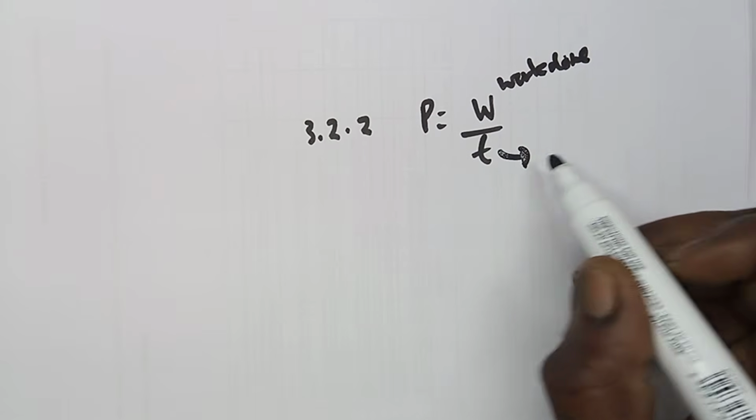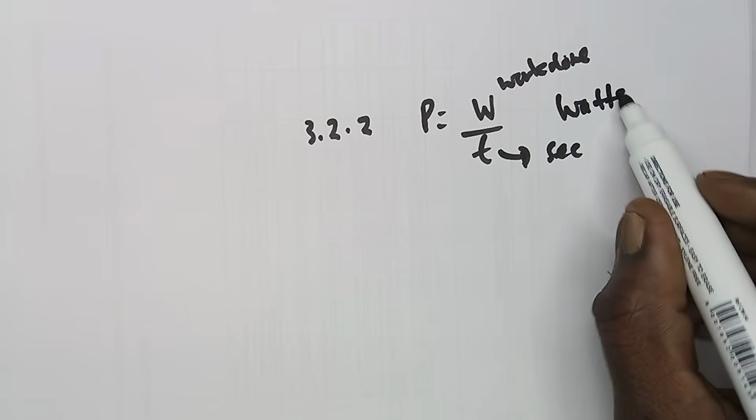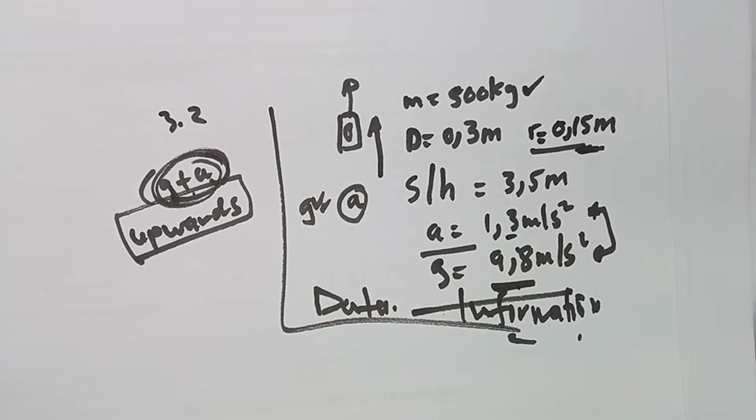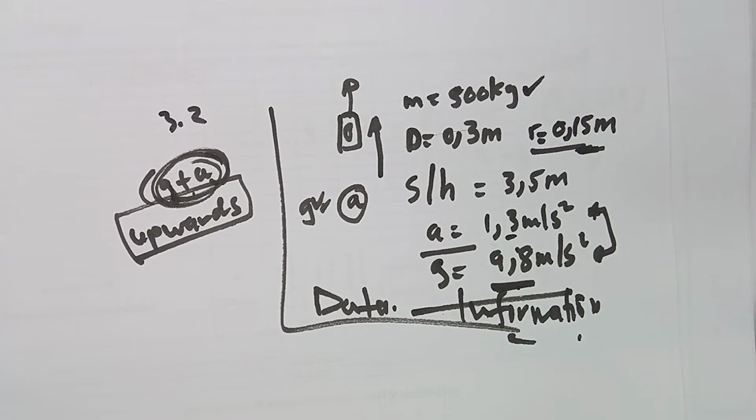All right, and we've got the time taken here, which is in seconds. So this can give us power in watts. All right, but where is the power? Where is the time? Because I looked around here, I didn't find anything that has to do with time. There's no time here. So guys, what are you going to do?